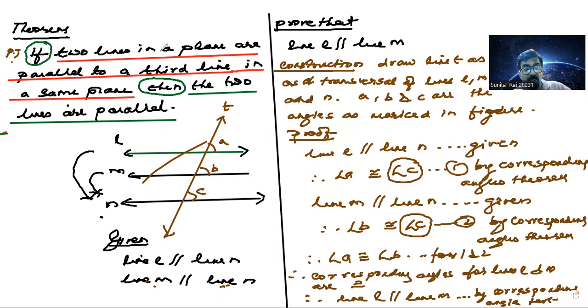So what is that? Two lines in a plane are parallel to a third line in the same plane. So I'm taking L parallel to N. Then I'm taking M also parallel to N. So two lines are parallel to a third line. Two lines L and M are parallel to the third line: L is parallel to N, M is parallel to N. Got it? That is given. So I've drawn this picture: line L parallel to line N, line M parallel to line N.